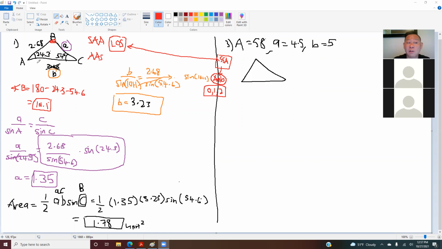Again, the triangle looks similar to this, so you can also redraw your own triangles if you want. So how do you label these triangles? Where should we put 58 degrees? On the lower left angle.